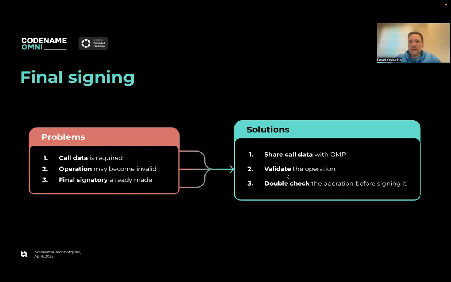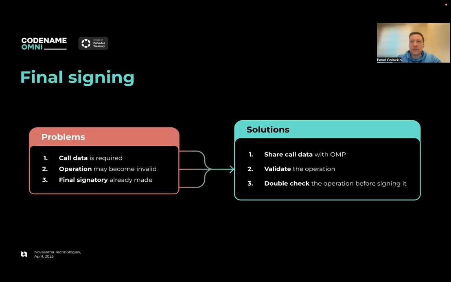The final signing is one of the most tricky things because on the final signing, the user may face a few questions. The call data is required and how it may be retrieved. The operation may become invalid because signing the multi-sig operation may take some time. For example, the first signatory may sign it at the beginning of April, on April 1st, and the last signatory will sign it in the middle of April, on April 14th. But by that time, the balance on the multi-sig account may be reduced and there won't be enough funds for executing the operation.